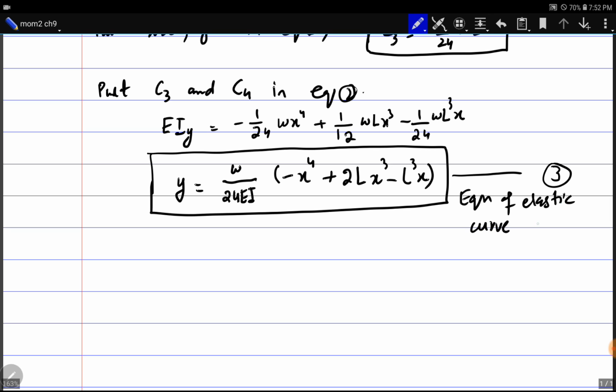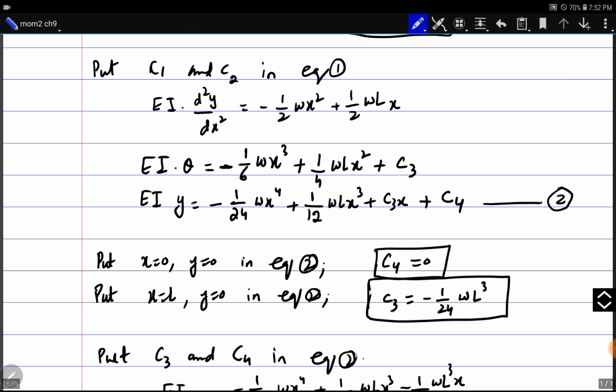It is in the form of y as a function of x. So this is called the equation of the elastic curve. This was required in the problem statement. The next thing we were asked to determine was to calculate y maximum.